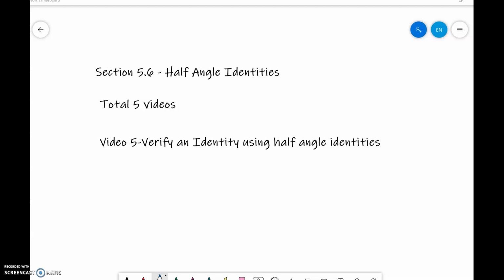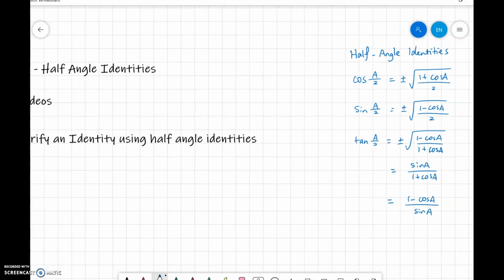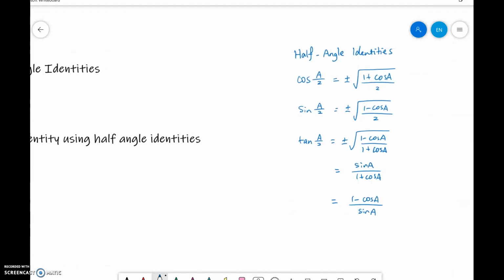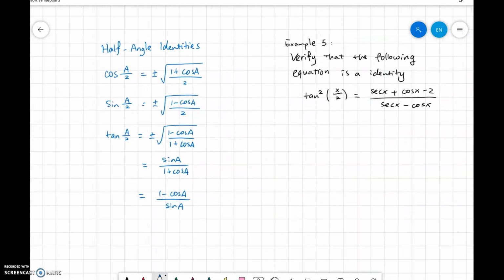This is the lecture video for section 5.6, video 5. Here we're going to be talking about one example using the half-angle identities to verify identities. So here are the half-angle identities we're going to use, and here is example 5.